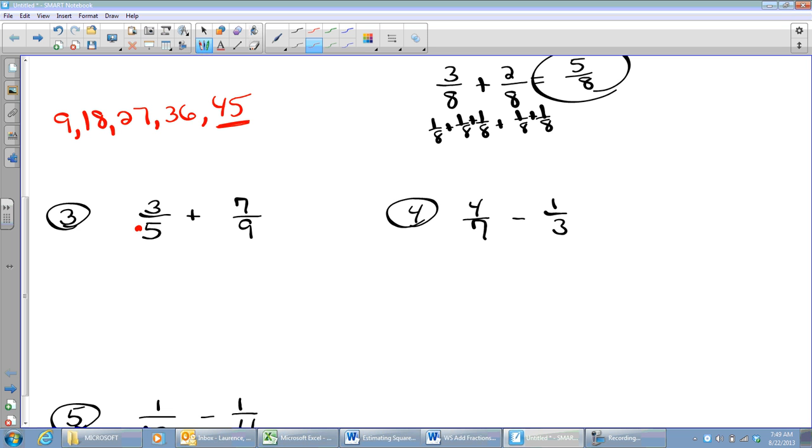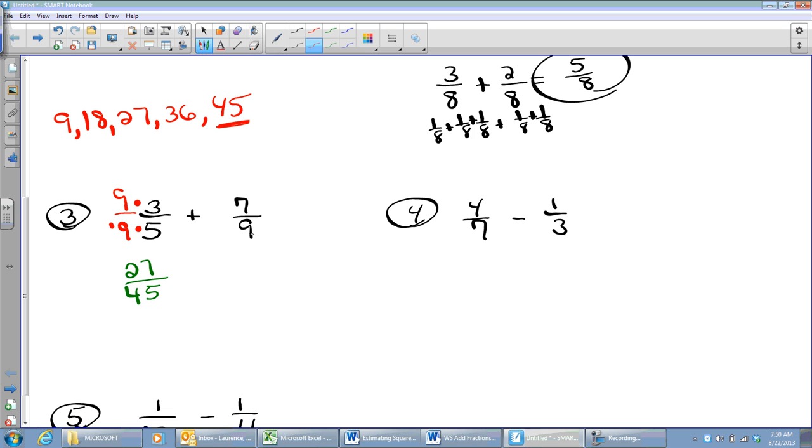So how am I going to change 5 into 45? Well, I'm going to multiply by 9. But I'm also going to do it in the numerator. Look at that, I'm multiplying by a very special form of 1. Turning this fraction into 27, 9 times 3, over 45. So I have 27 45ths. Don't worry, I'm not going to write them all out.